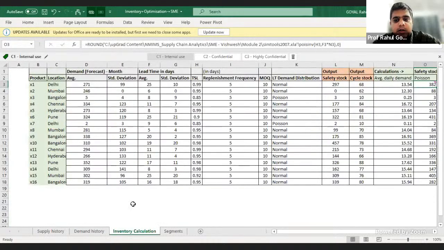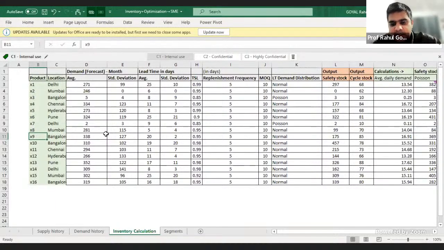Okay. So this is one of the other questions which I had mentioned earlier, which is how much to keep at a certain particular location, right? So if you see, these are 16 products, and these are at various locations. And for this product in this location, what we are given is average monthly demand. We are given standard deviation. We are given lead time in days, which can be converted into demand. We are given the target service level, right? So we want to give 99% service level for this product in Delhi, right?